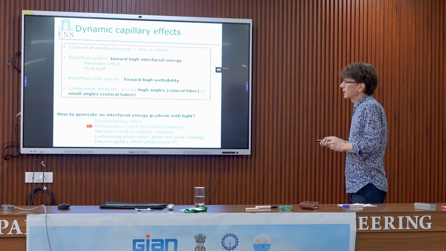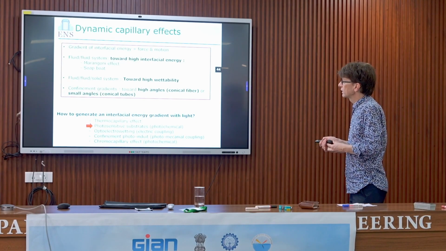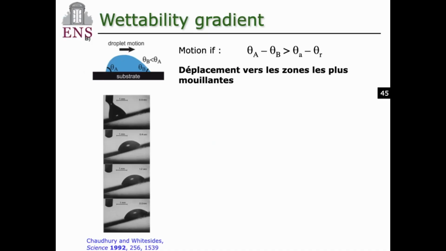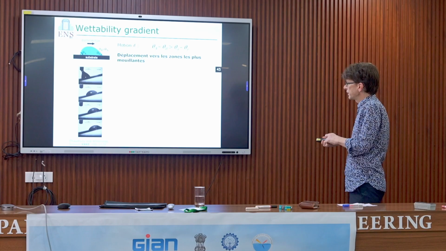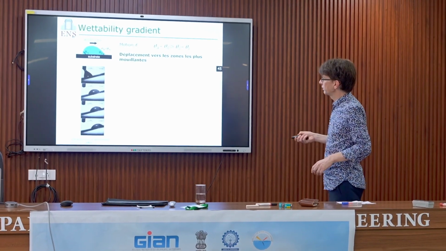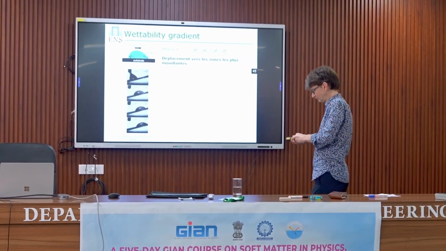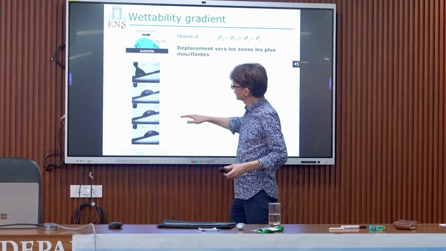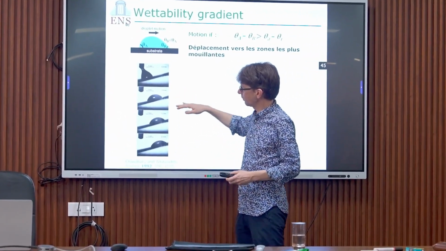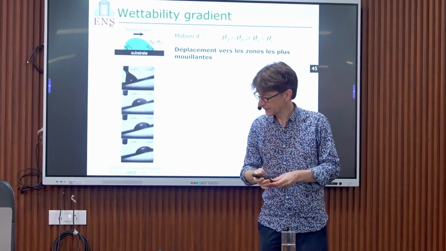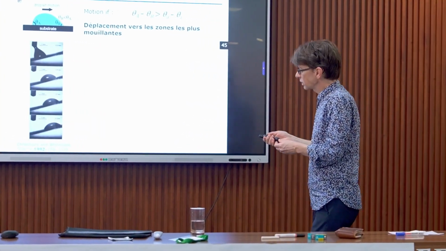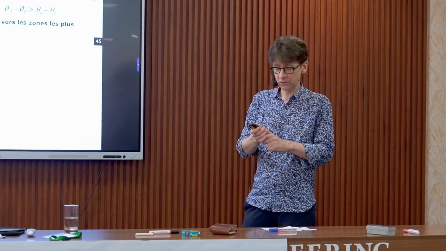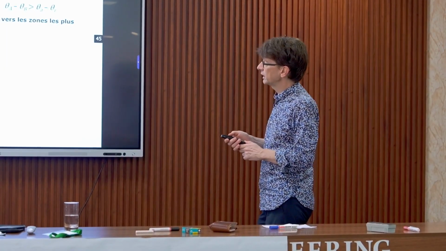So another way, which could be more on the chemical coupling side, is to use a photosensitive substrate. In this case, this is the first example by Whitesides again, where they prepare a surface with a gradient, and you see that the droplet is climbing the surface. It's very old work, but it was the first time I think people could watch a droplet climbing.